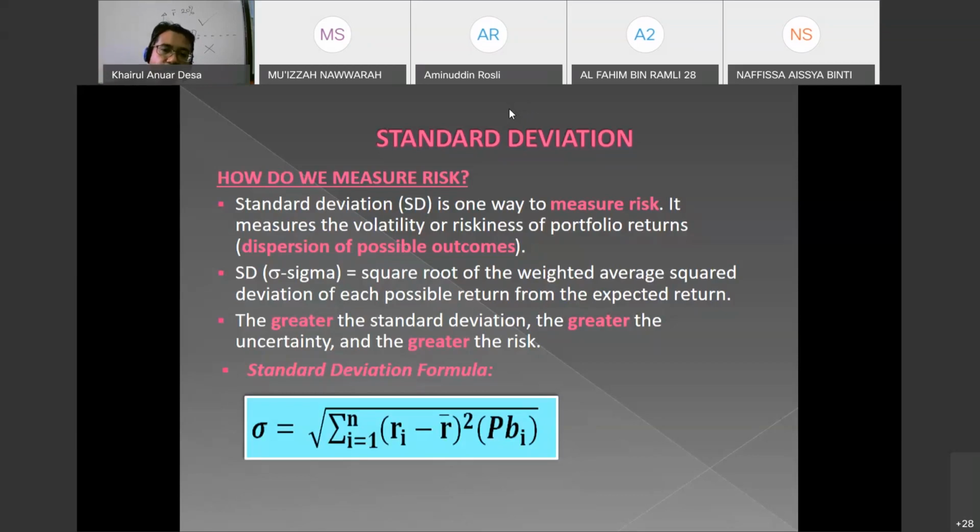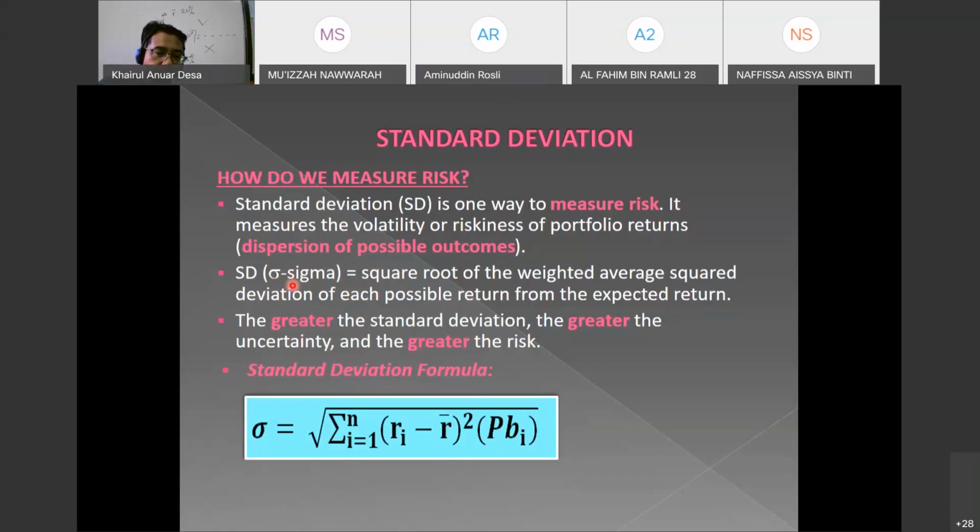How do we measure the risk? Okay, the technique used is the standard deviation. Kita menggunakan sisihan piawai or the standard deviation to measure the risk. And we use this sign ataupun the sigma here. Okay, kita menggunakan tanda sigma di sini untuk mewakili standard deviation.